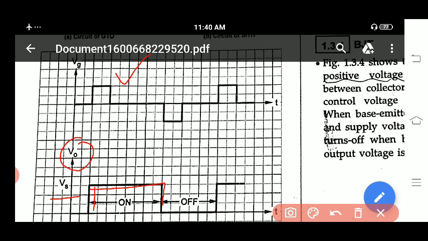If you want to make this GTO off, a negative Vg is enough. If you apply negative Vg, your GTO turns off, so V0 will be 0. Once again, if you apply Vg, it will turn on and you will get this.